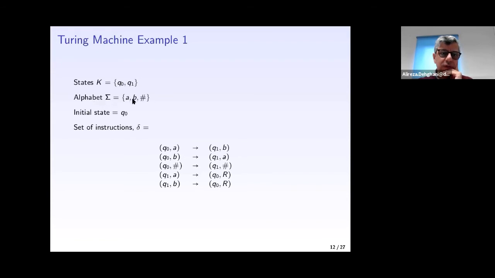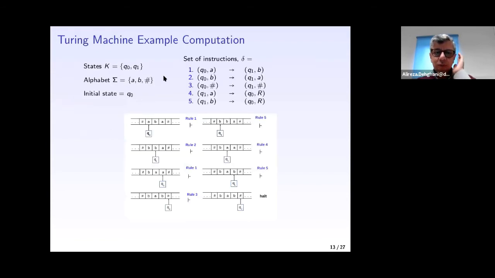We have the alphabet, the initial state, and these rules. So let's see what happens. We have some blanks on the left side of the starting symbol, then the string, and then some other blanks. I am in Q0, so what happens?